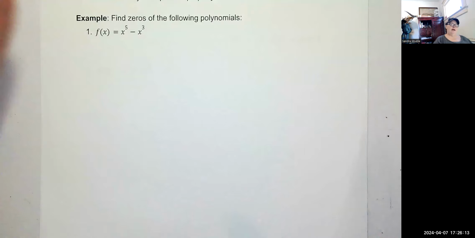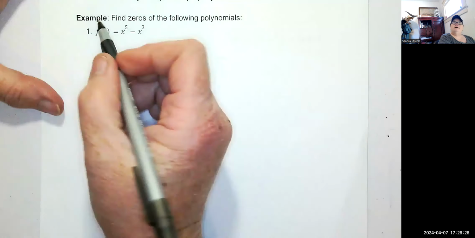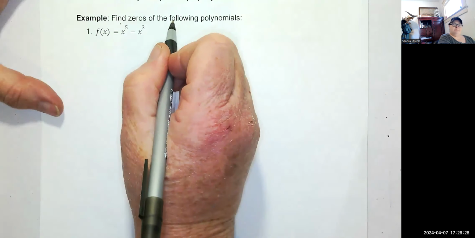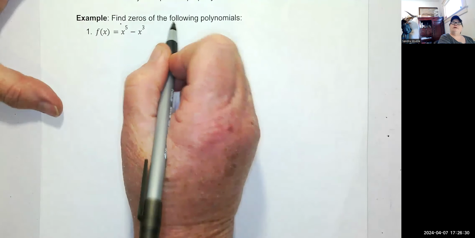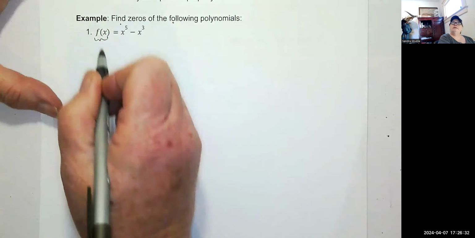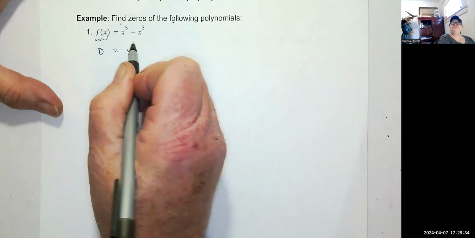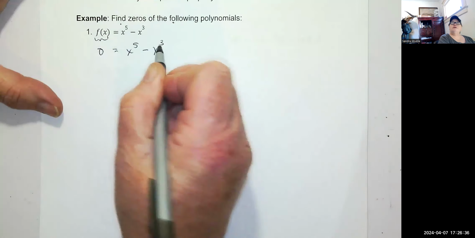So the first one here, I see x to the fifth minus x cubed. What do they have in common? Because there's something they have in common that I want to pull out of there. They have x cubed in common. To find the zeros, what do we have to do? We have to let y equal 0, or f of x equals 0. So let's do that first.